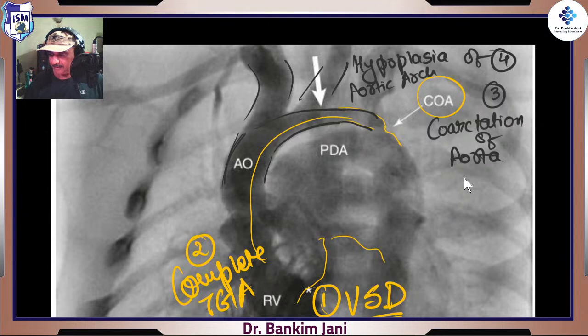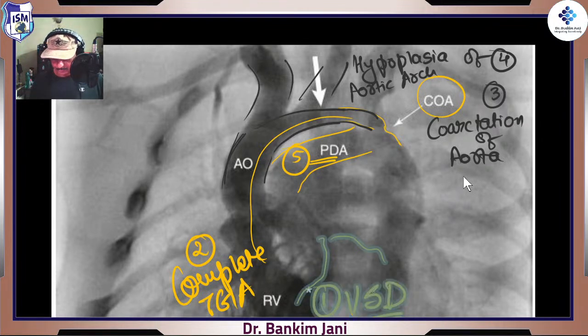And the fifth part is, if we see that there is a clear difference, right? That is something which is connecting aorta along with pulmonary trunk. So this is patent ductus arteriosus. Right, this is patent ductus arteriosus. So that is the fifth one. Right, so these are the five findings which we'll be getting over here.